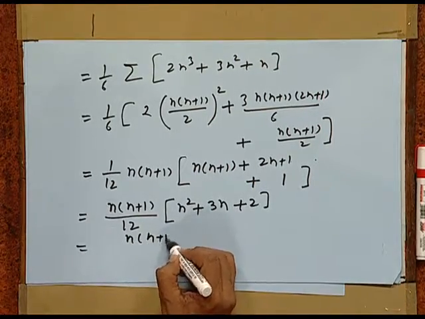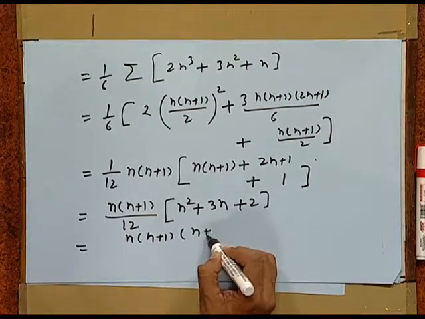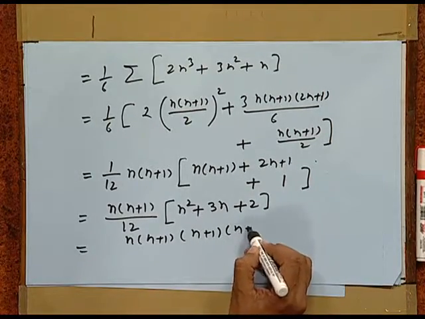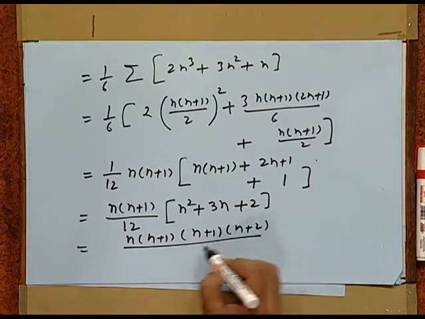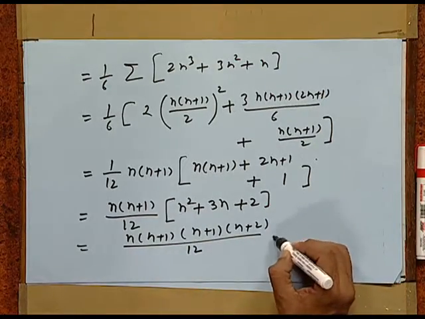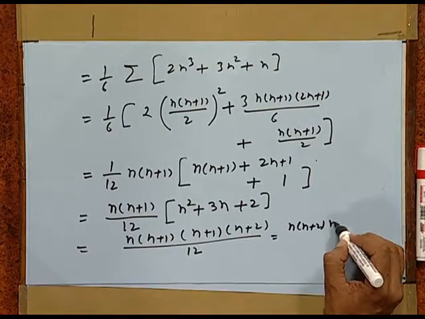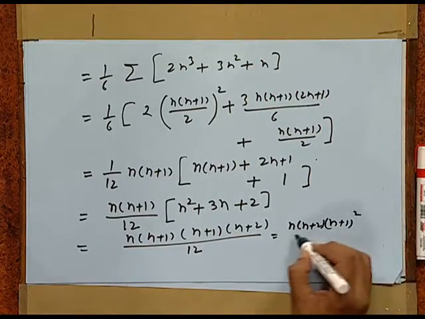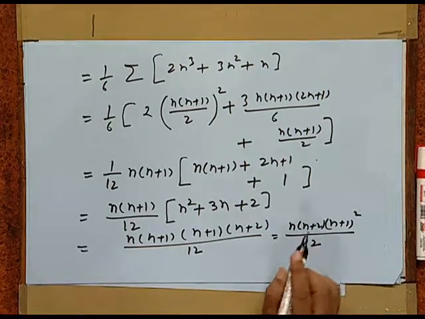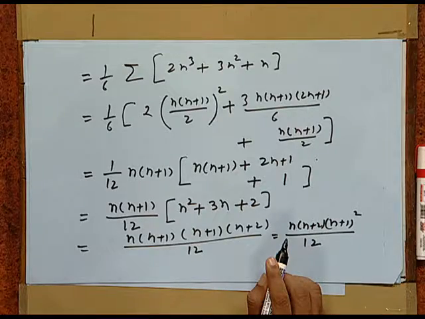times n plus 1 times n plus 1 times n plus 2 over 12, that equals n times n plus 2 times n plus 1 square by 12. This is the sum of the given series.